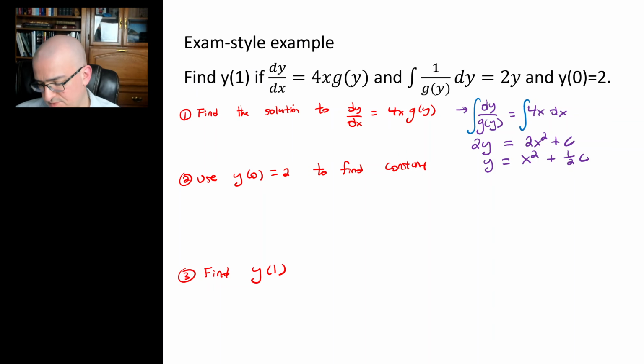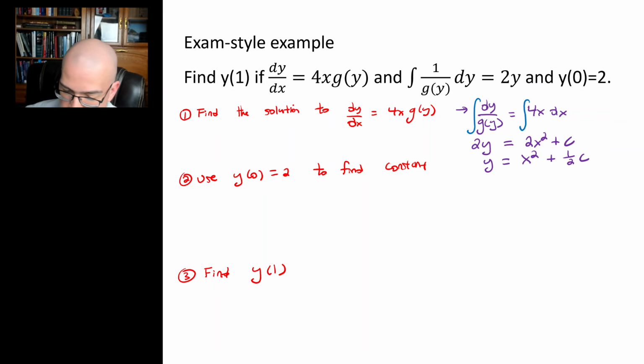And you know, this thing where I'm keeping the 1/2 of the c, we can write it just as a different color c, make it like a blue c or a green c, or change the letter, call it an A or a B or a K. But I'll leave it, it's not important. So that's step 1. We found the general form of the solution, x squared plus a constant. Now let's use y of 0 is equal to 2 to find c.